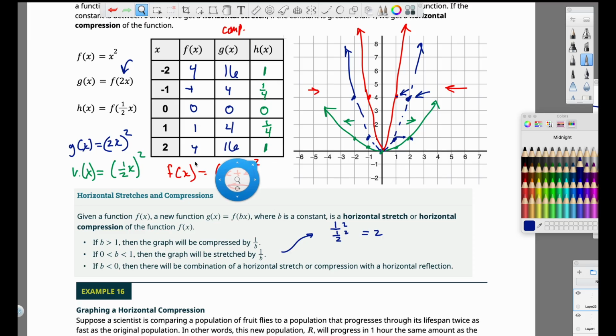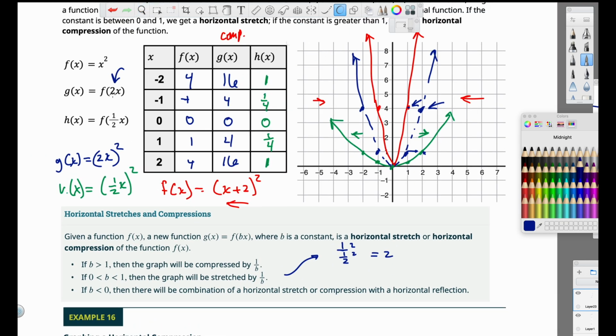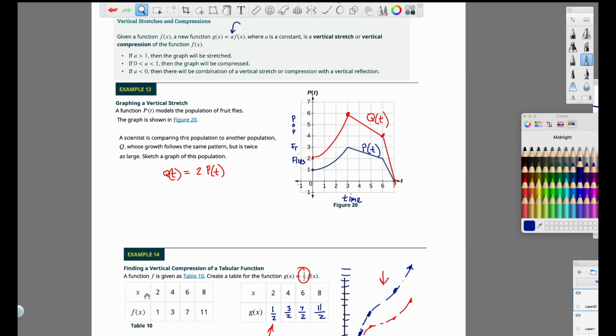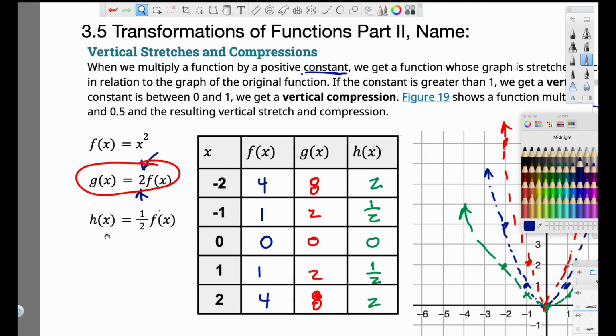Okay? So we just have to think about, in slightly different terms, when we are multiplying by a constant on the inside of the function, whereas for the vertical stretch, we're multiplying the function on the outside, like we saw with these examples here.